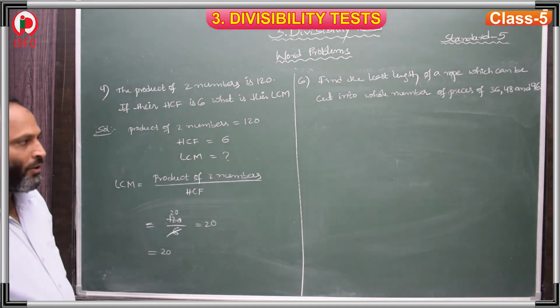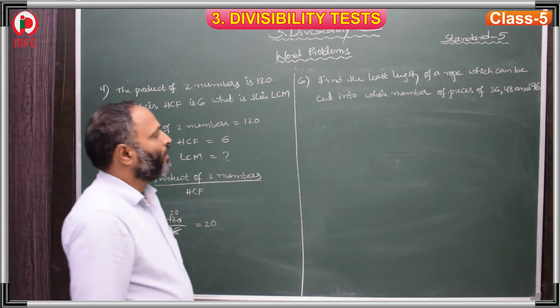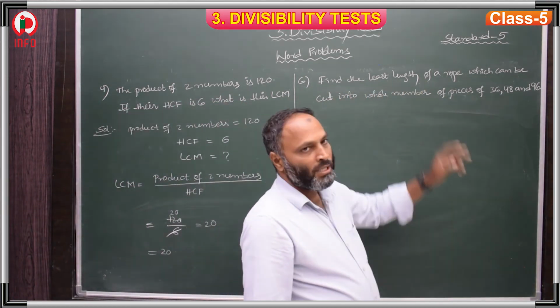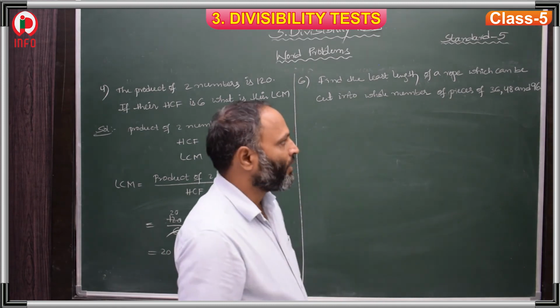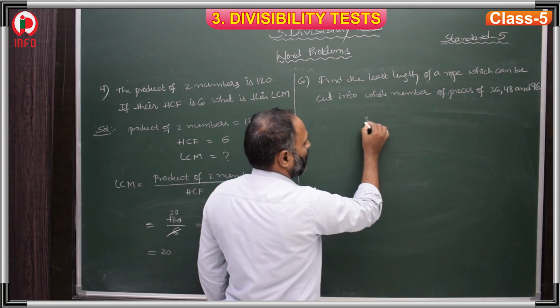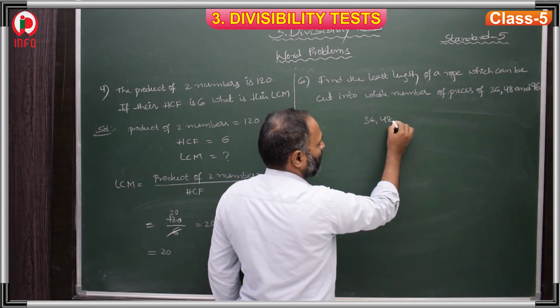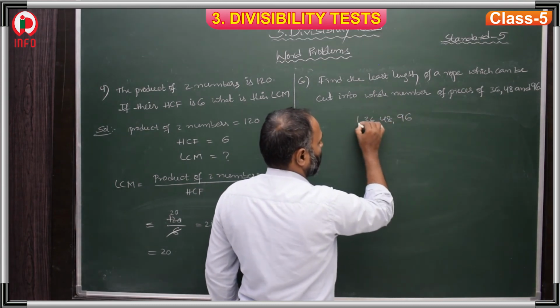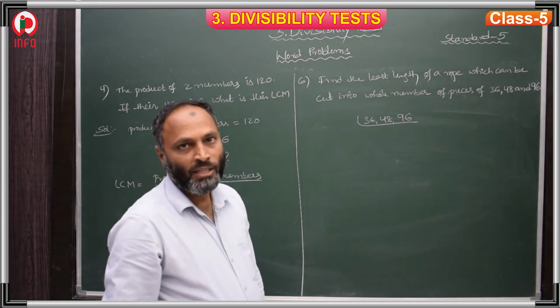LCM is 20. Now, the sixth question: find the least length. Least length means we have to find the LCM. Pieces 36, 48, 96 are given. 36, 48, 96. Now you find the LCM by using short division.